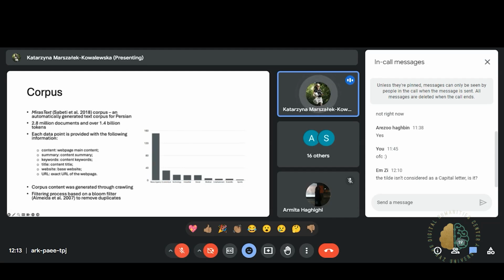The content of the Nira's text corpus was generated from 250 web pages that were selected from a wide range of fields to ensure the diversity of the data. And this you can see here in the graph, okay? So we have the data coming from news, economy, technology, sport, entertainment, or science. Corpus content was generated through crawling. Therefore, there is a possibility that this corpus includes duplicated text. That's why, in order to remove the duplicated content from the corpus, its author, Sabati and colleagues, used a filtering process based on a Bloom filter.